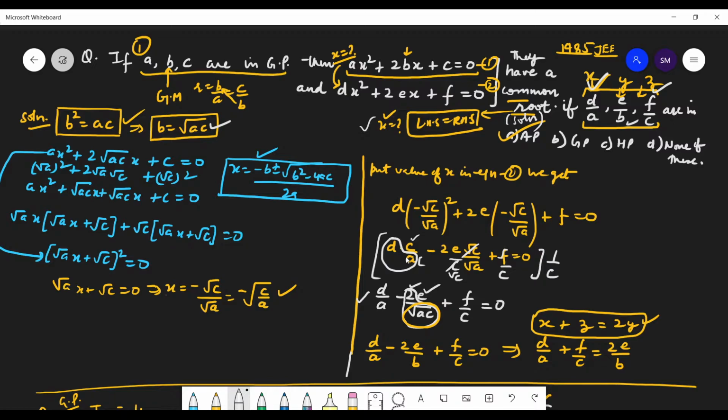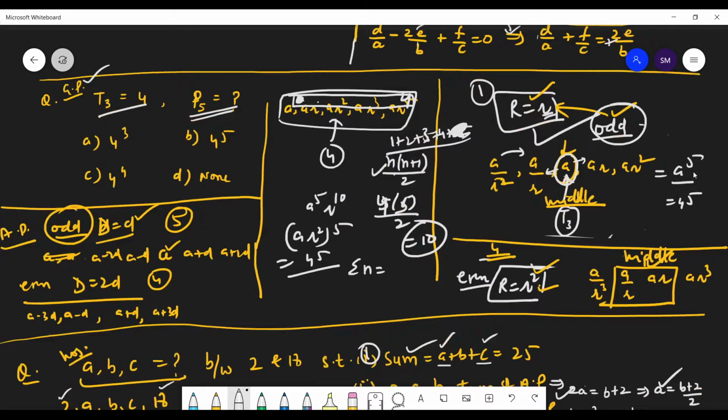So their product will be A^5, and this A is already given to us, which is T3, that is 4. So 4 raised to the power 5. So that's my answer. Suppose we have to write 4 terms in GP.